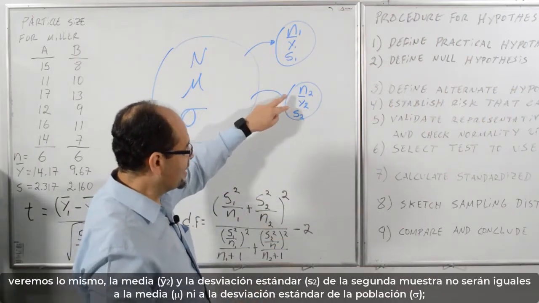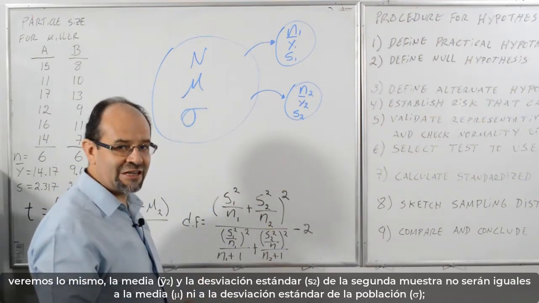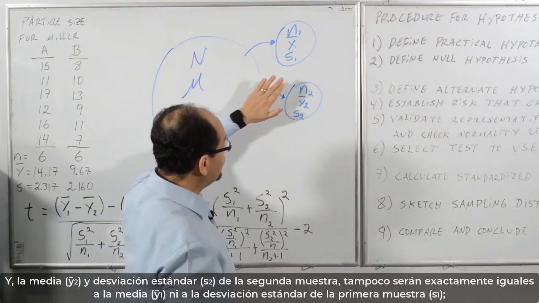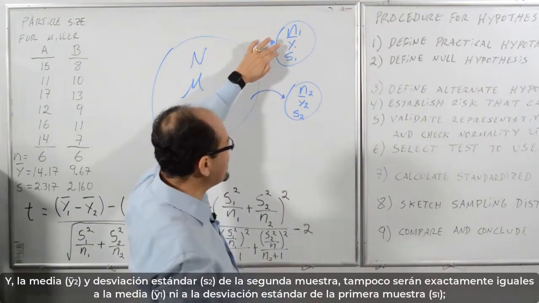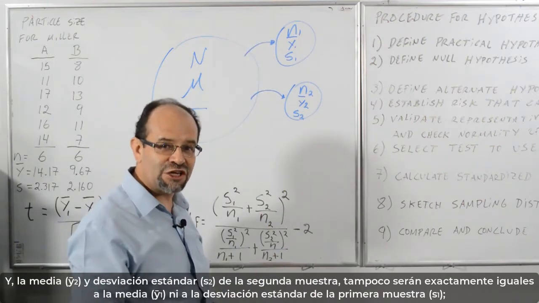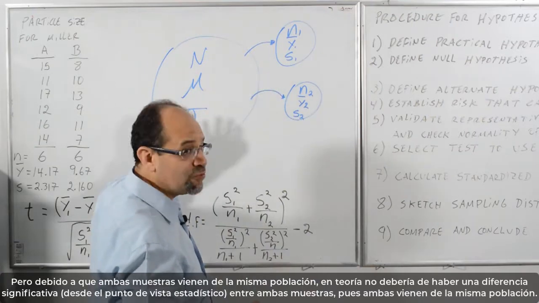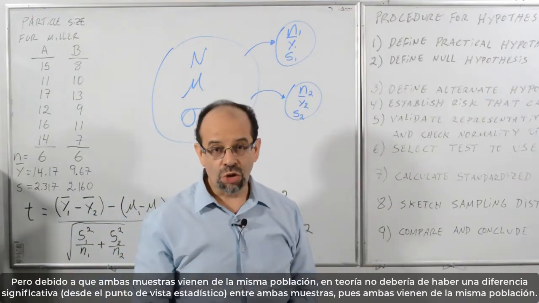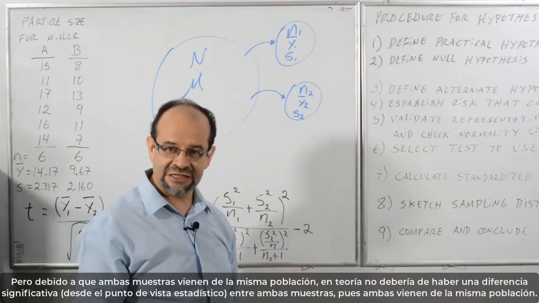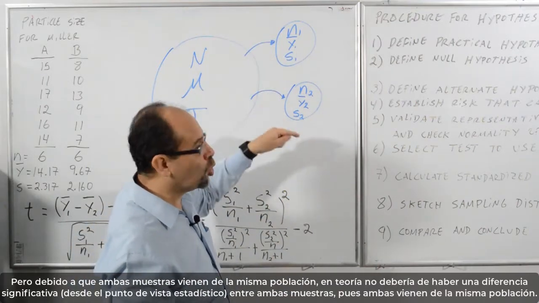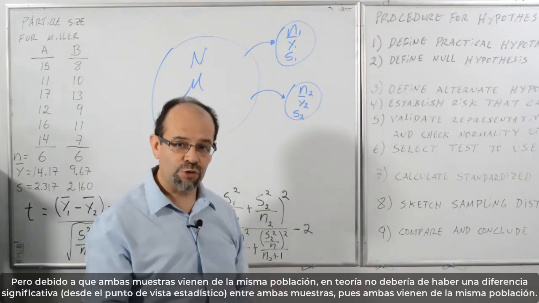The mean and the standard deviation of the second sample won't be the same as the mean and the standard deviation of the population. And they won't be exactly the same as the mean and the standard deviation of the first sample. But still, both are coming from the same population. So in theory, there shouldn't be a significant difference from a statistical point of view between those two samples, because both of them are coming from the same population.